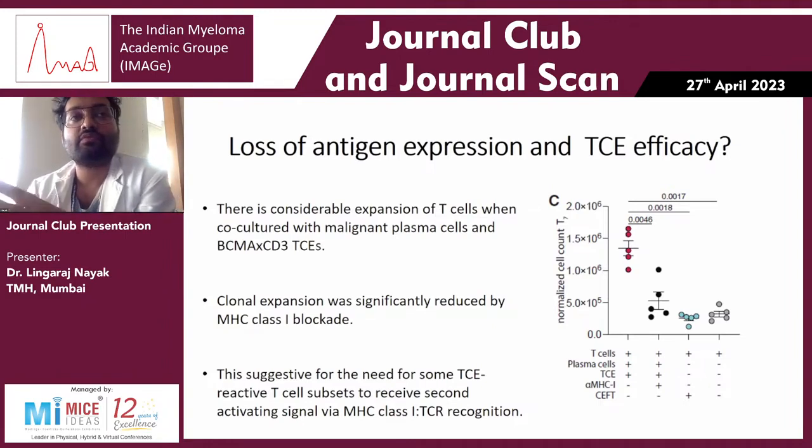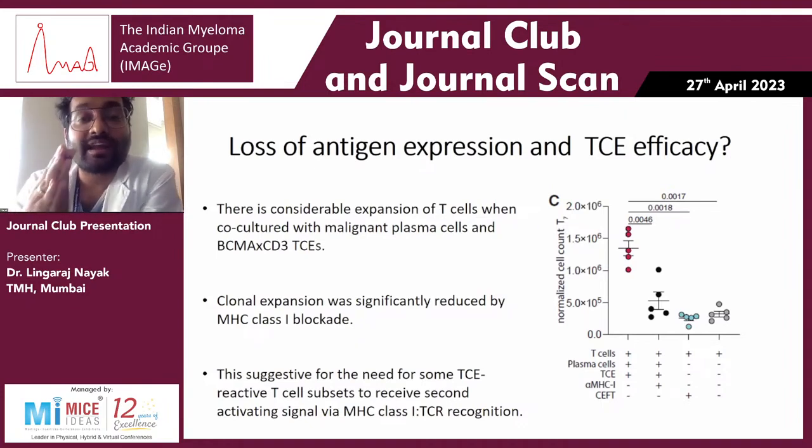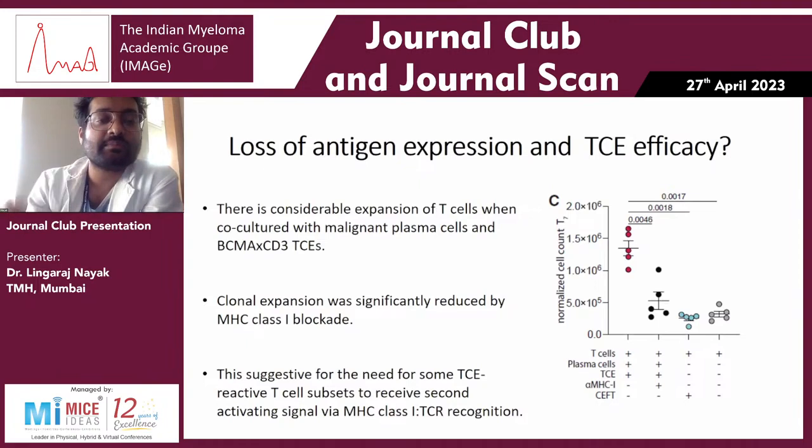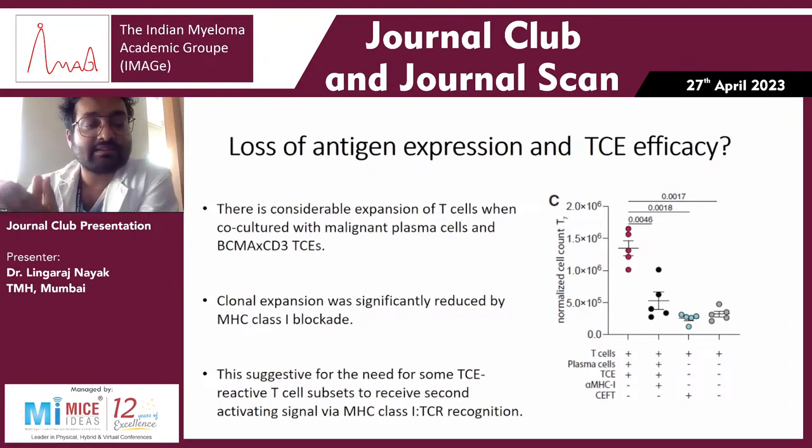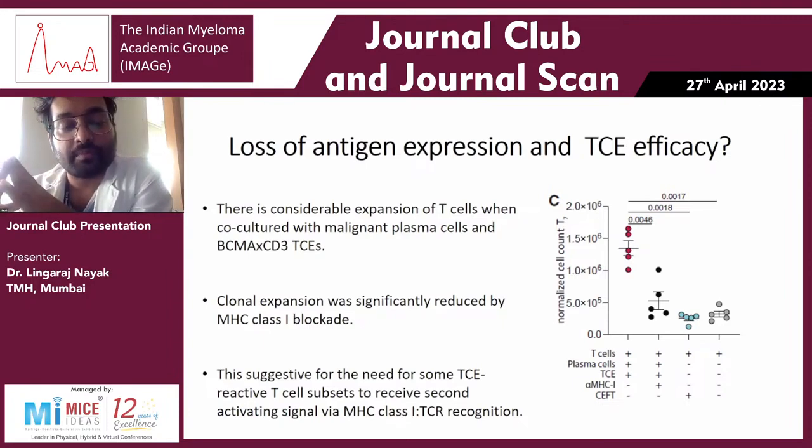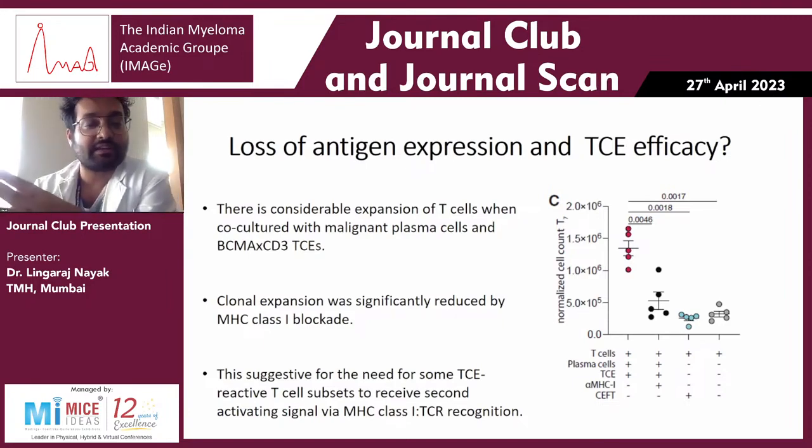So what happens is that when you give a T cell therapy, T cell exhaustion can occur after repeated rounds of T cell engager therapy. If you give multiple cycles of BiTE therapy, your T cells get exhausted. But is there any primary resistance mechanism that can explain this? Is it the loss of MHC1? They did a blockade.